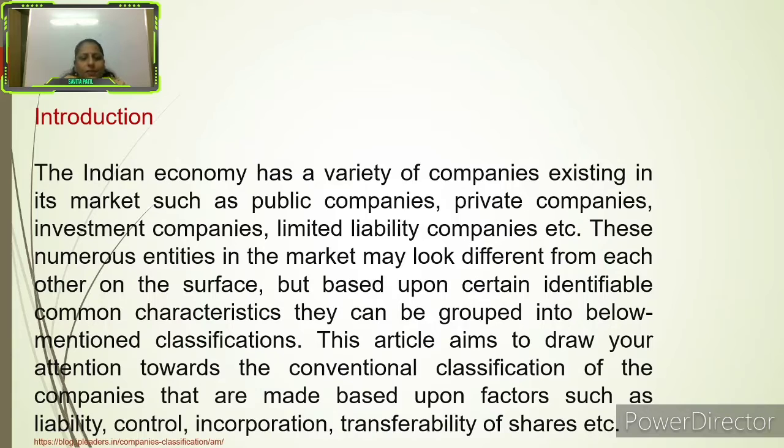Introduction. The Indian economy has a variety of companies existing in its market, such as public companies, private companies, investment companies, limited liability companies, etc. These numerous entities in the market may look different from each other on the surface, but based upon certain identifiable common characteristics, they can be grouped into below mentioned classifications. That is, there are various companies: public company, private company, and the company limited by guarantee.